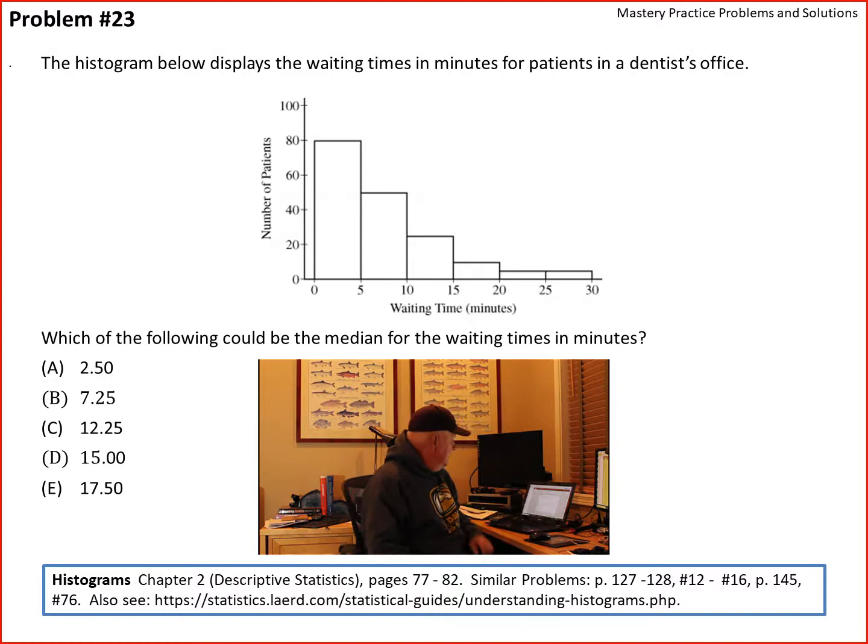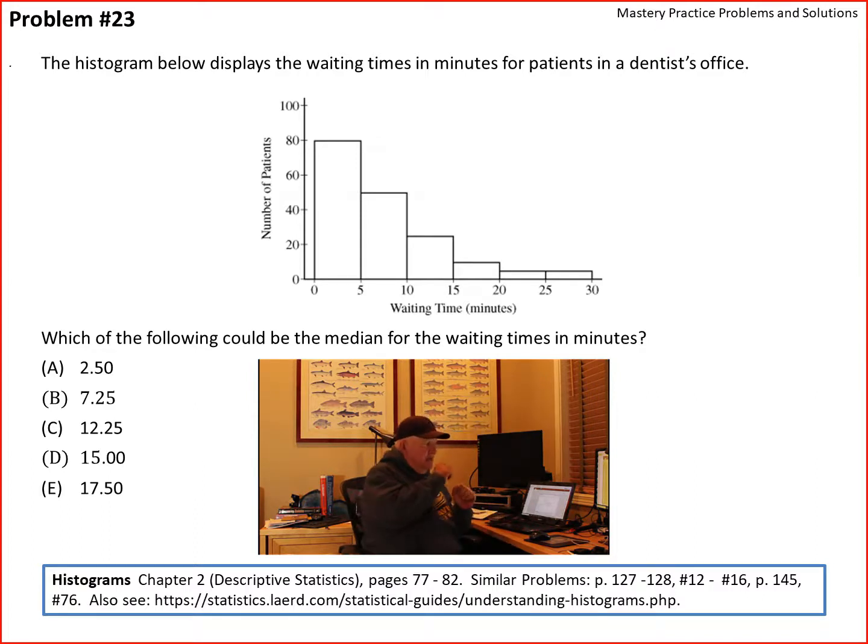Well, welcome back. Problem 23 is about histograms and what type of data they comprise and how to take the data off of them. It says the histogram below displays the waiting times in minutes for patients in a dentist office, and you've got that plot. Which of the following could be the median for the waiting time?